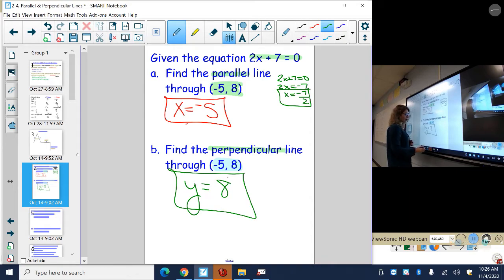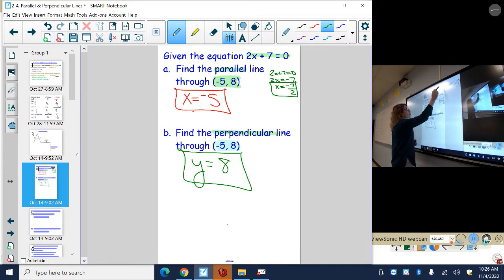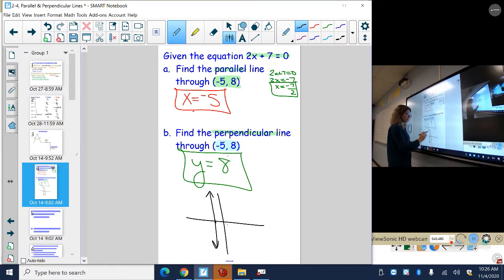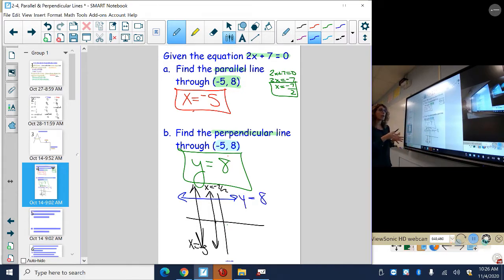Now, graphically, what does this thing look like? If I show you this graphically, I have x equals -7/2 right here. That's a vertical line. Then I want another vertical line at -5. That's x equals -5. They are clearly parallel. And then at 8, I'm going to have a horizontal line to be perpendicular to that at y equals 8. Okay, so you can see graphically why it works out, and then I showed you algebraically as well.